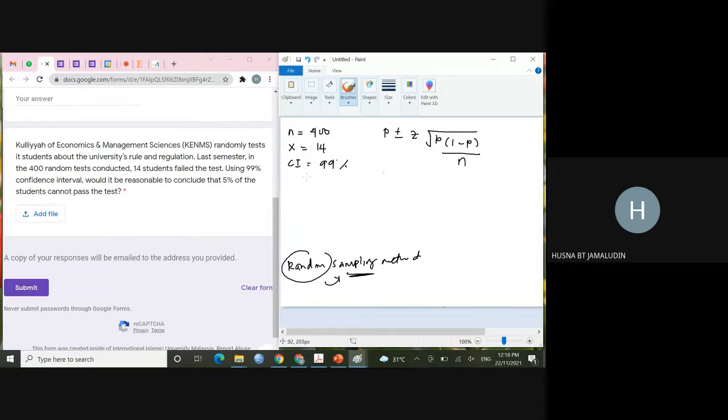Before that, how do we change this 99% confidence interval into the z value? You should know, right? Tell me. 0.99 divided by 2. What will you get? 0.495. Okay, 0.495. Can I just trust you? Do you know how to look at it from the table, or should we look at the table together? Okay, let's look at it together.